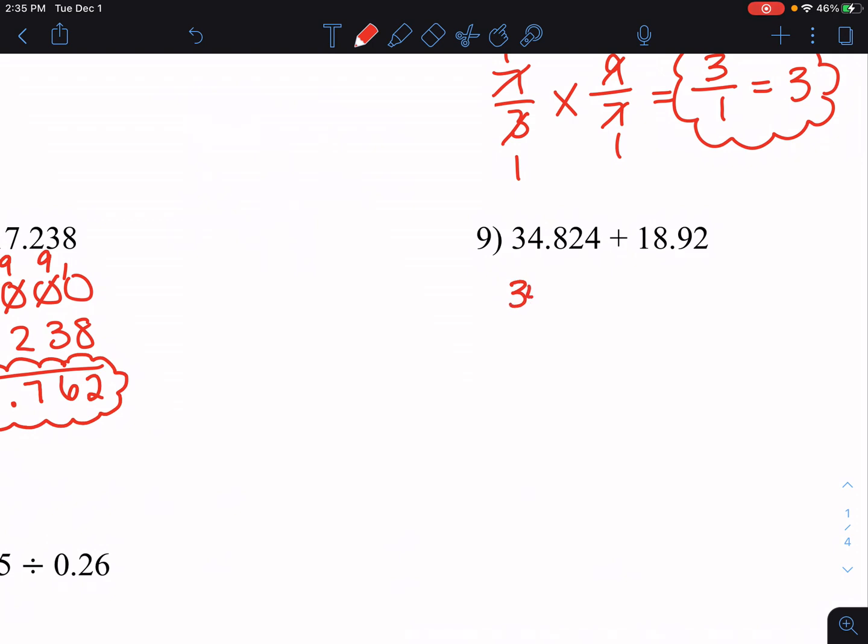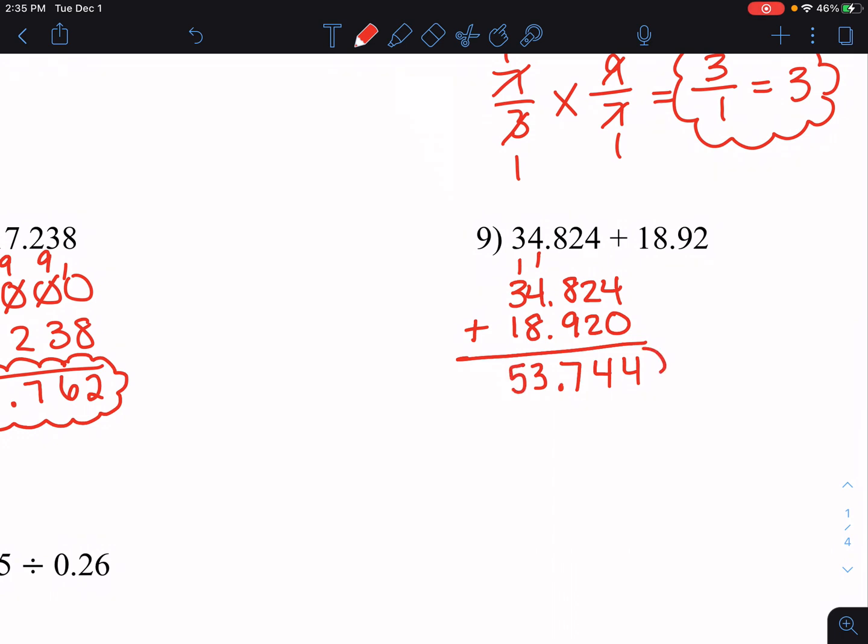Here again, we're going to align our decimals. So 34.824 plus 18.92, and you can add the 0 as a placeholder if you want to. 4 plus 0 is 4, 2 plus 2 is 4, 8 plus 9 is 17, carry the 1, 8 plus 4 is 12, plus 1 is 13, and 3, 1 and 1 is 53.744.